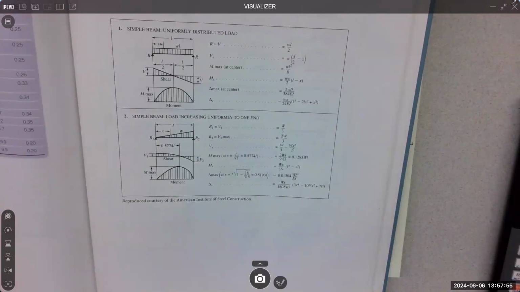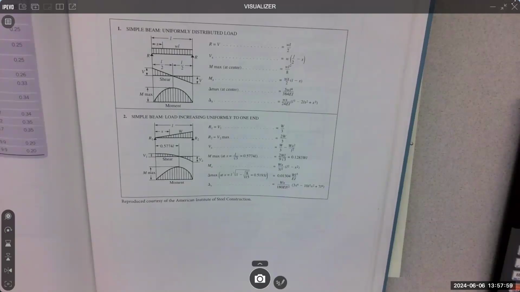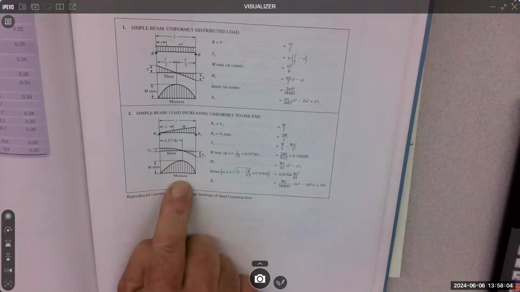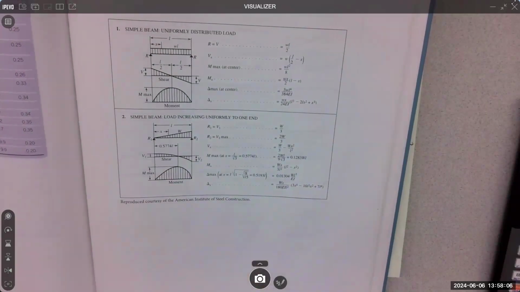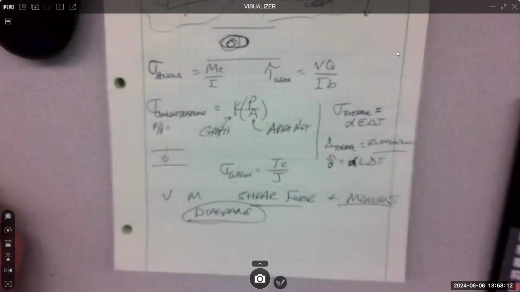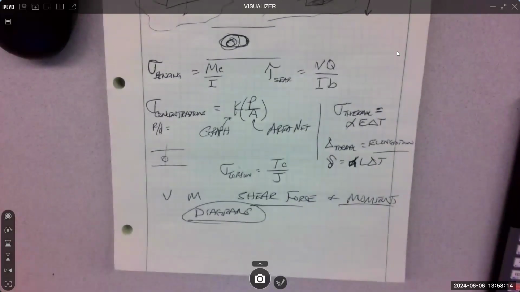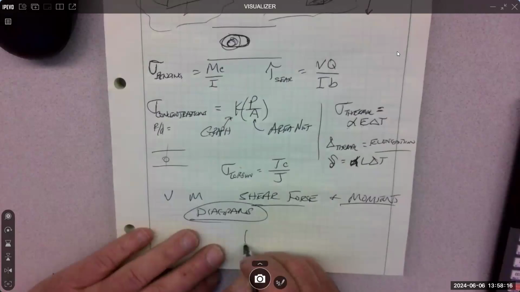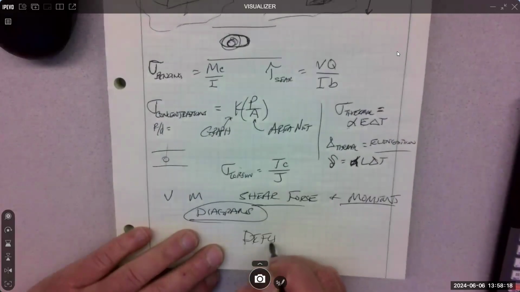It's kind of a shortcut, right? And the diagrams are there. That's the shear diagram, that's the moment diagram. So use them. Formulas are there. And deflection. Again, we haven't done much.